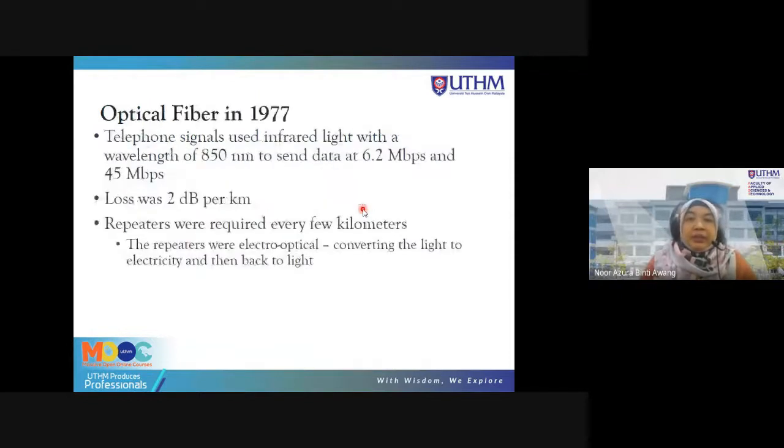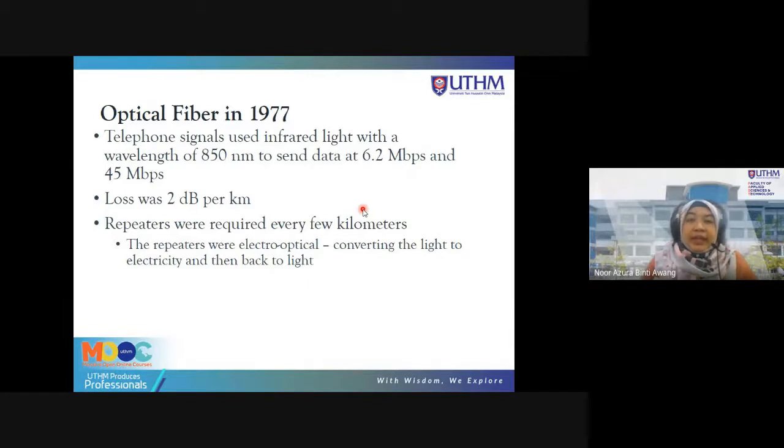Optical fiber in 1977, used for telephone signals, used infrared light with a wavelength of 850 nanometers to send data at 6.2 megabits per second and 45 megabits per second. But the loss was 2 dB per kilometer. So we need a repeater to compensate for the loss inside the fiber. The repeater is required every few kilometers to convert the light, to make sure the signal is maintained.